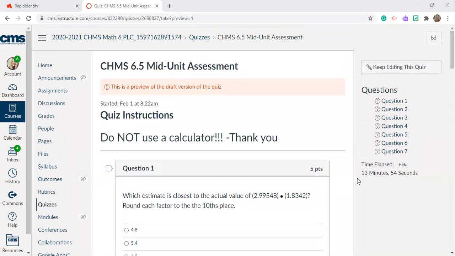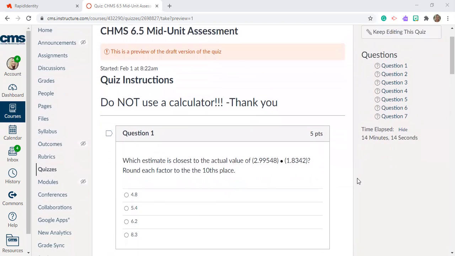I'm going to be reading aloud your 6.5 mid-unit assessment. You are not allowed to use a calculator on this test, so please have your notebook and a pencil ready for you to work out the problems in front of you. After each problem, you should pause the video and work it out in your notebooks. Let's begin. Question number 1.